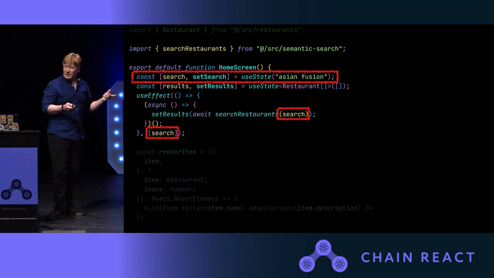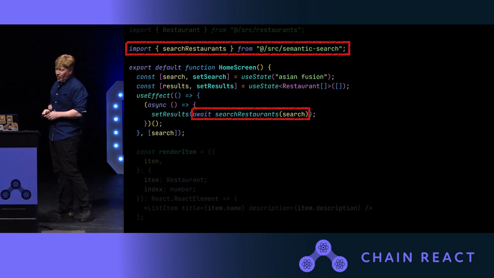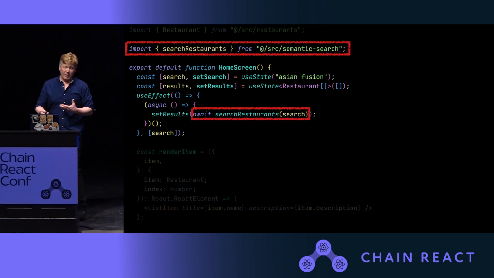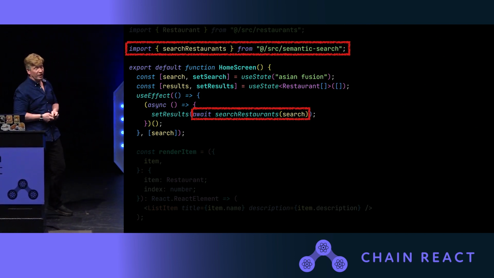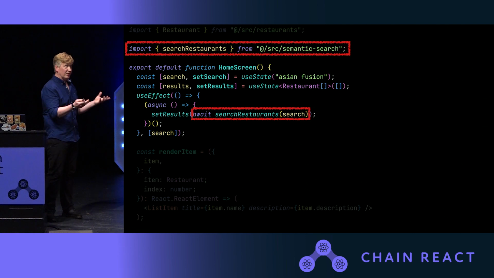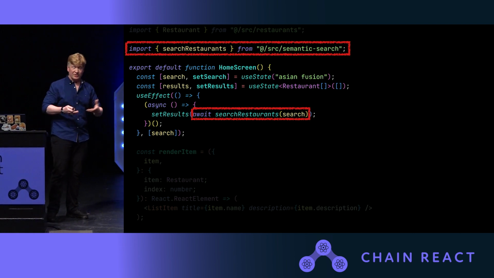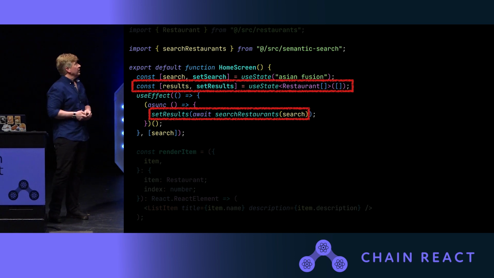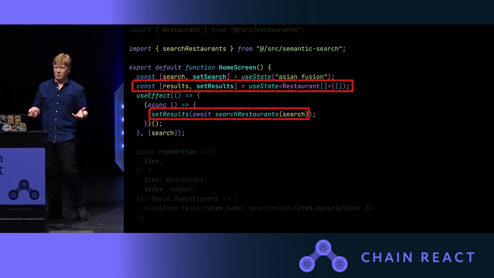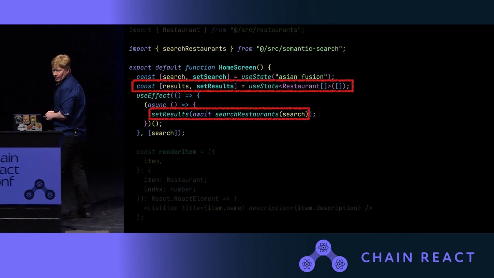Okay, so I'm going to use useState. I'll start it off with Asian Fusion, and then I'll use a useEffect so that anytime I make a change, I'll call my search restaurants function that I just created. Of course, you can just download this code and try it for yourself on your own data. We'll give it our search index, and then we'll get back our results. So we'll put it into another useState. This all seems familiar, right? React Native is not all that different.